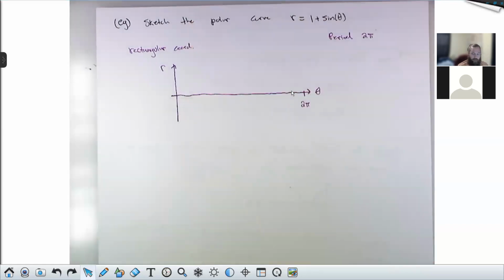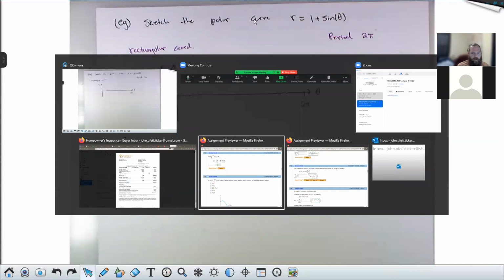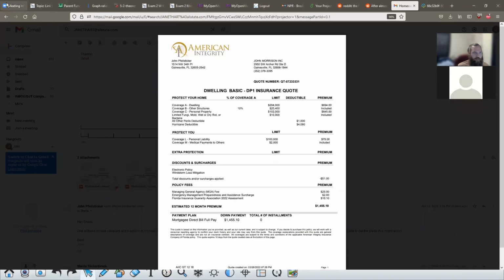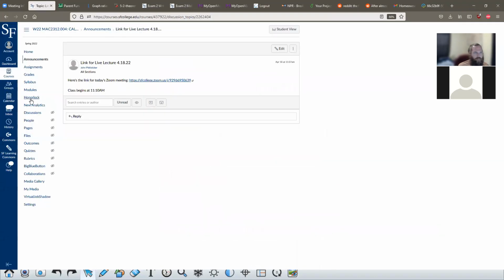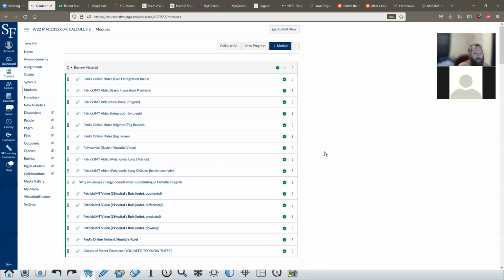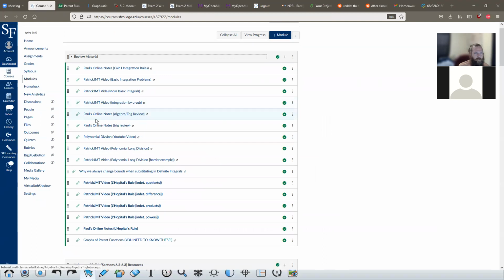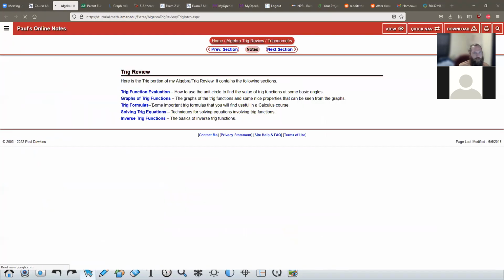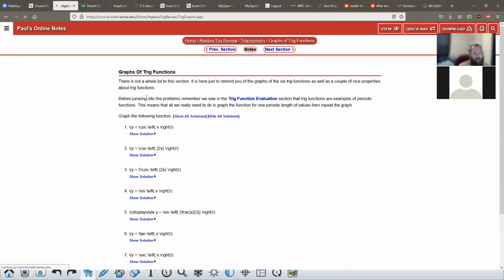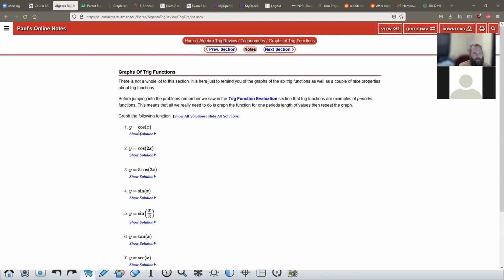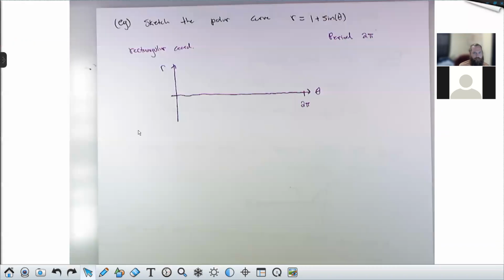If you don't remember how to get the period or how to do any of these kind of wave graphs, you can look back at the modules. Under the review material module at the very top, under the algebra trig review, or you go straight to the trig review, there's going to be a section on graphs of trig functions. And you can remind yourself how to graph all of these sort of things.